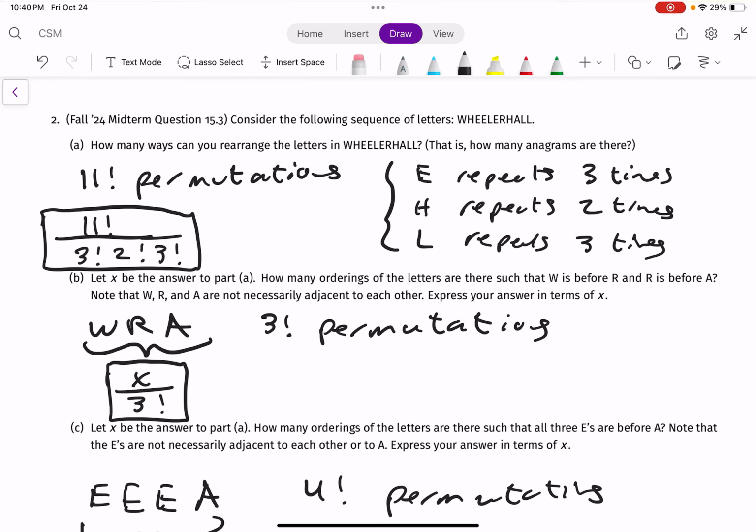So the general idea behind this problem is that if we want to find the number of arrangements of a word, we have to find the number of permutations and then divide by repetitions to avoid overcounting.